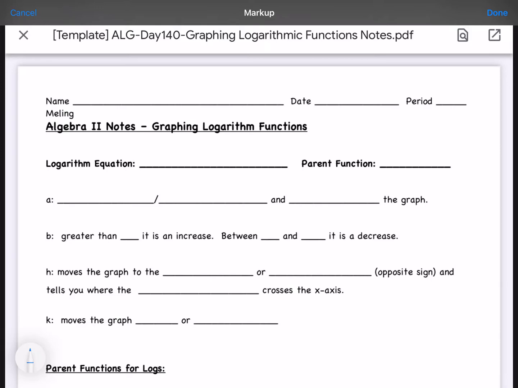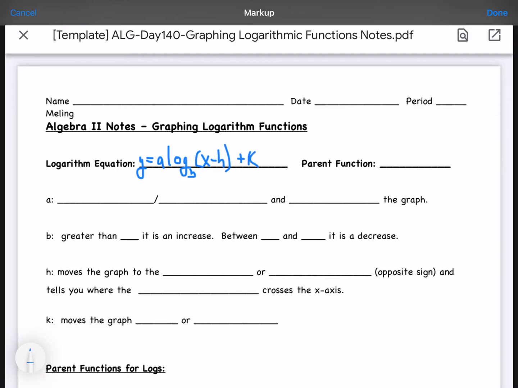Today we are learning how to graph logarithm functions. So we're going to walk through it like we do with any other function we've had this year. The logarithm equation is y equals a log base b of x minus h plus k.